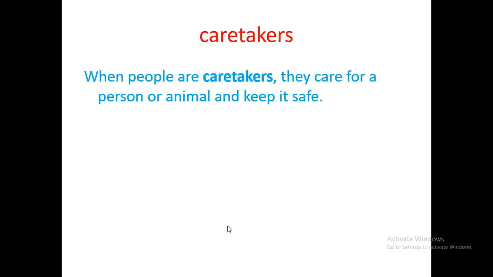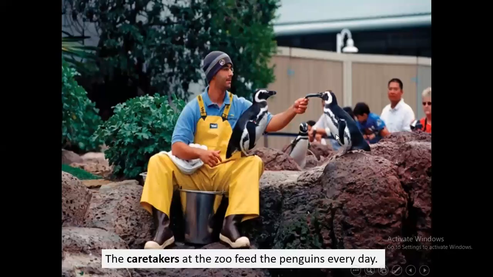Let's try to put it in a sentence. We can say the caretaker comes up here twice a week. The caretaker put the paper in his pocket. The caretaker was standing inside the room. He was the caretaker for the museum. So the caretakers take care of people or animals. The caretakers at the zoo feed the penguins every day.